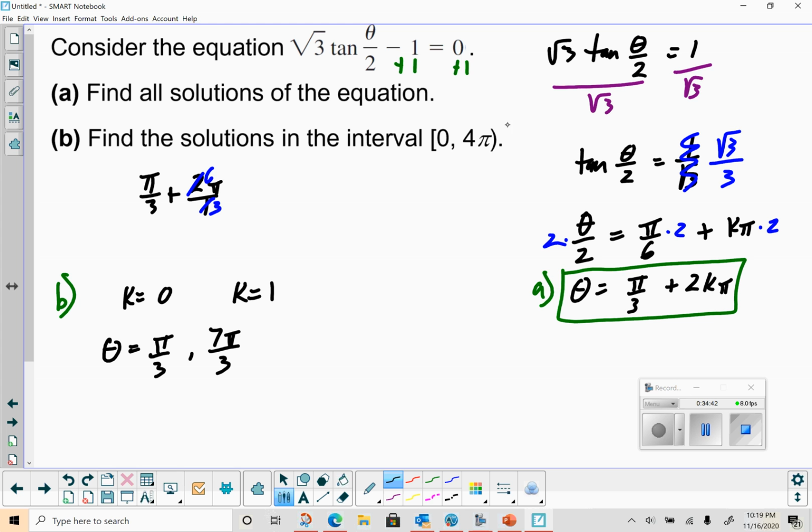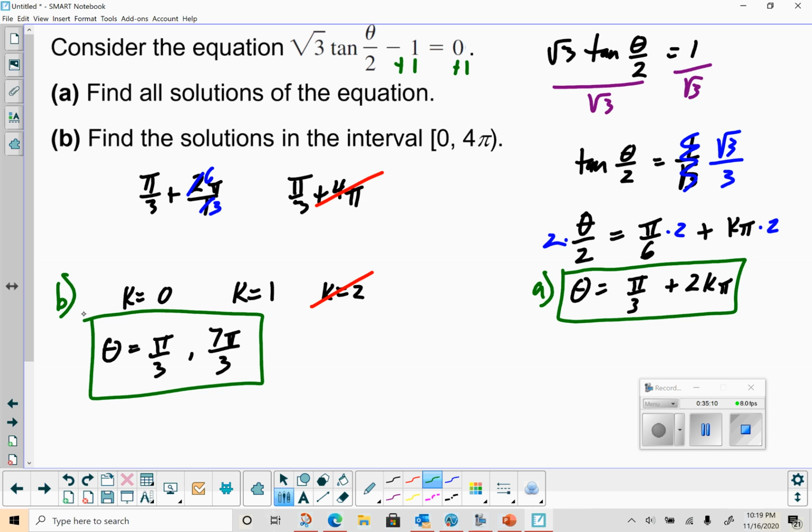Now again, you're screaming, hey, wait a minute, we've gone past 2 pi. Note here, find the solutions in the interval from 0 to 4 pi. This is legal, we can keep going. When k is equal to 2, well, 2 times 2, that's going to be taking pi over 3 plus 4 pi. Yep, that's too much. We've gone too far. Even stretching out that interval so it goes from 0 to 4 pi only yields 2 solutions.